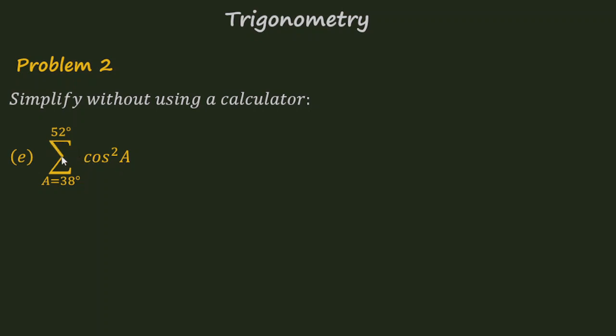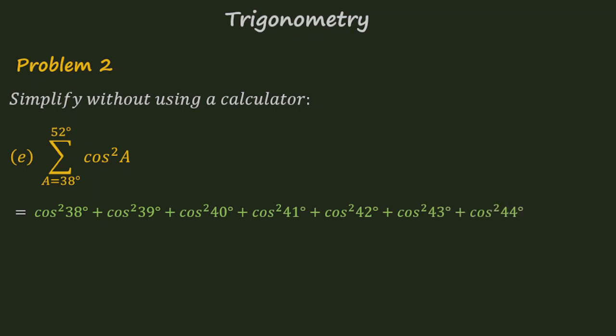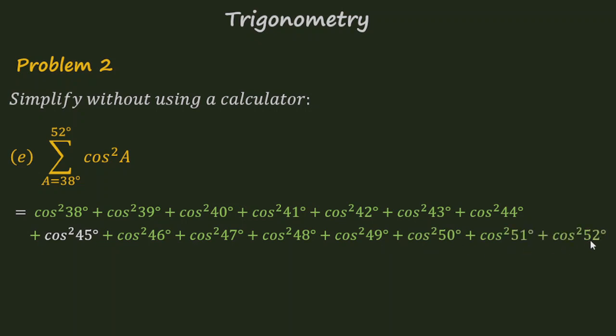Remember, this simply means you have to sum each cos squared of a as a increases. So it will be cos squared 38, cos squared 39, cos squared 40, and so on until we arrive at cos squared 52. We can write it down like this. Having it in this manner doesn't really help because there's nothing we can do.